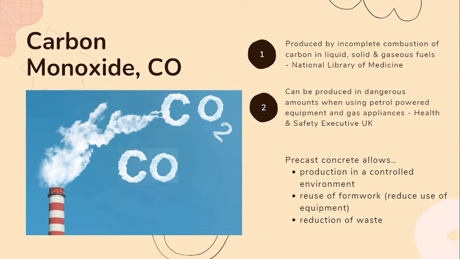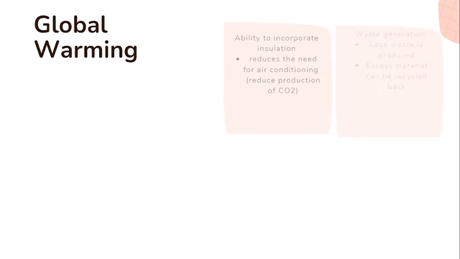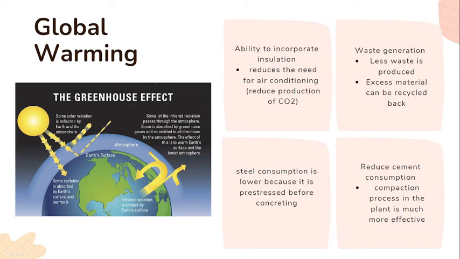Carbon monoxide is produced by incomplete combustion of carbon in liquid, solid and gaseous fuels. It can be produced in dangerous amounts when using petrol-powered equipment and gas appliances. Precast concrete allows production in a controlled environment, reuse of formwork which reduces use of equipment, and reduction of waste. Global warming is caused by greenhouse gas emissions that trap the sun's heat.